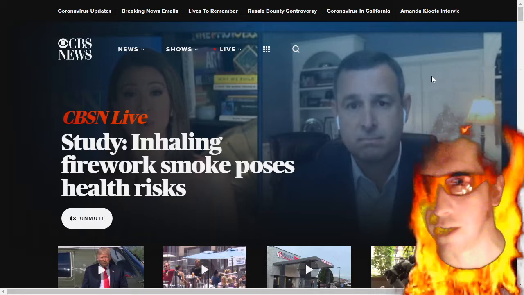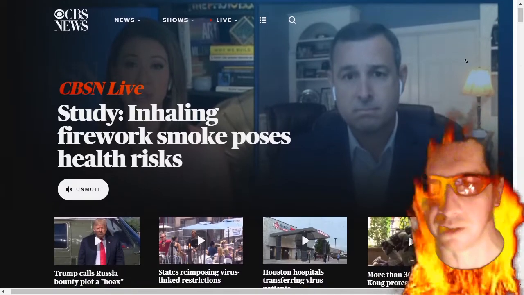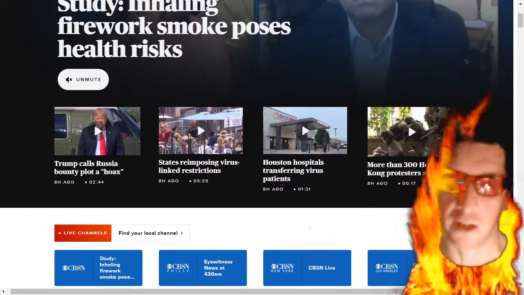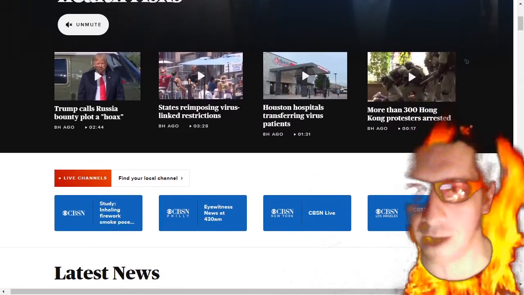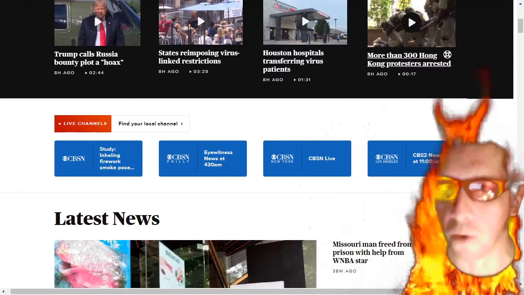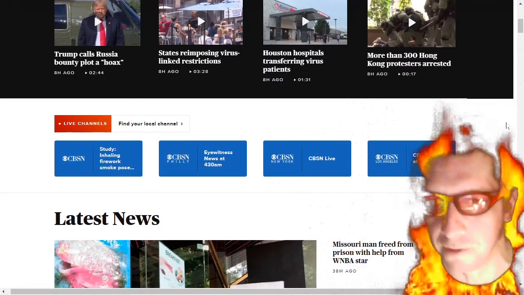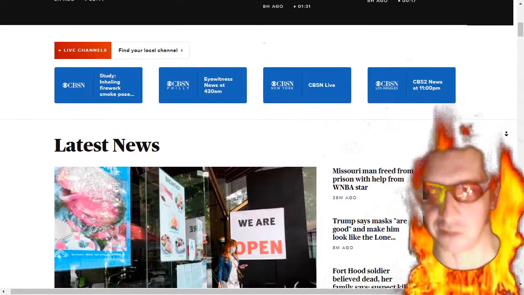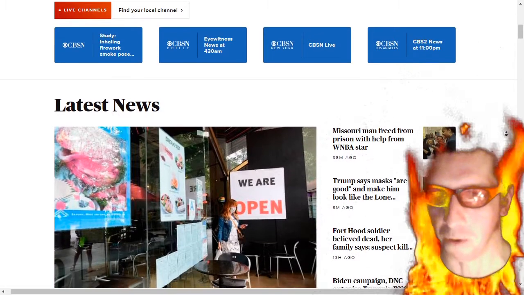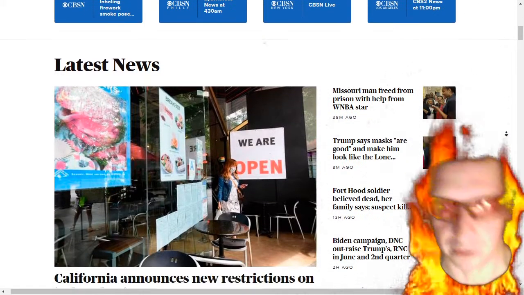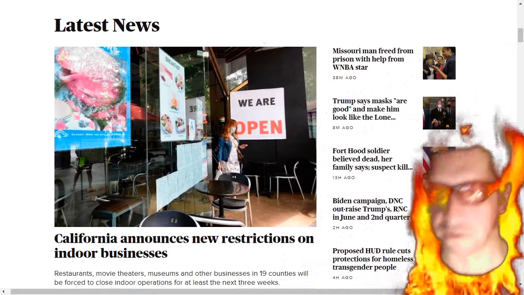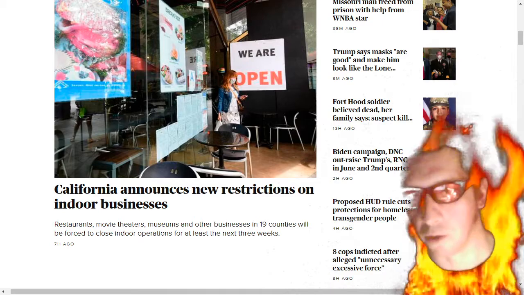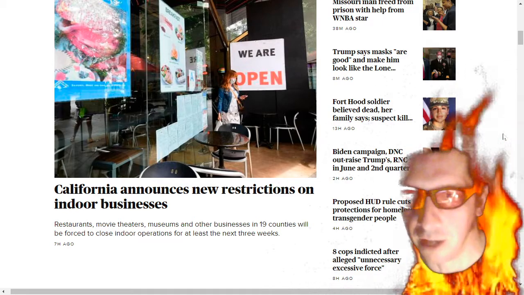And checking out CBS, another propagandistic leftist organization. Inhaling fireworks smoke poses health risks. Who didn't know that? Why does this have to be on science publications? More than 300 Hong Kong protesters arrested. So hey, you never know. Even yellow dog journalists like CBS News occasionally report relevant things. So diversify your news sources and make sure you have some discernment, because if not, you may be reading sharticle after sharticle and believing them to be true.